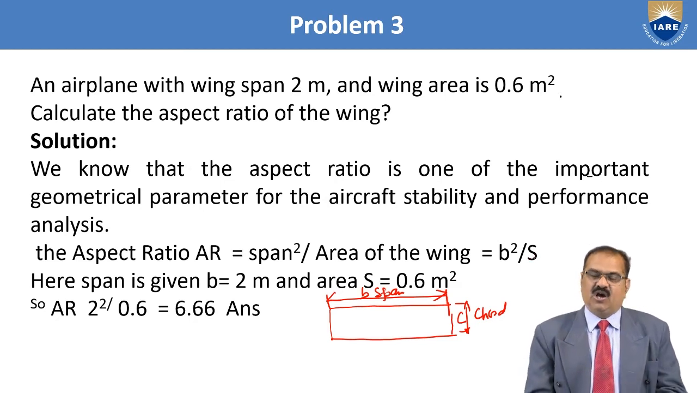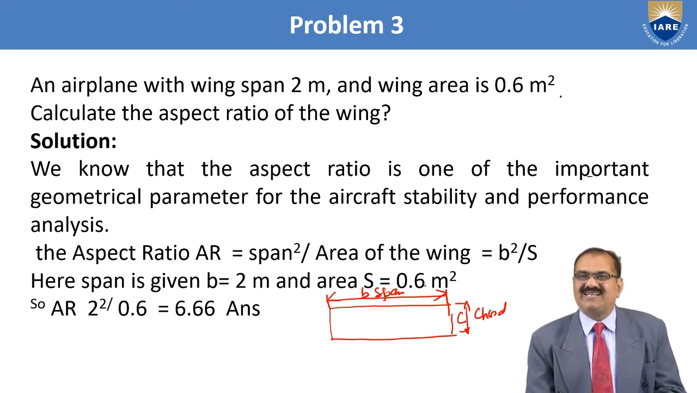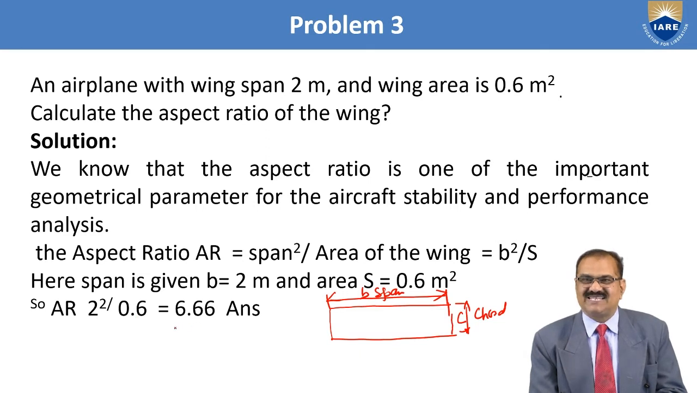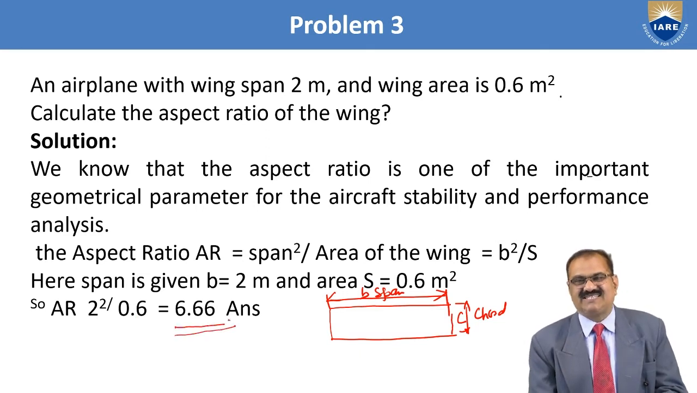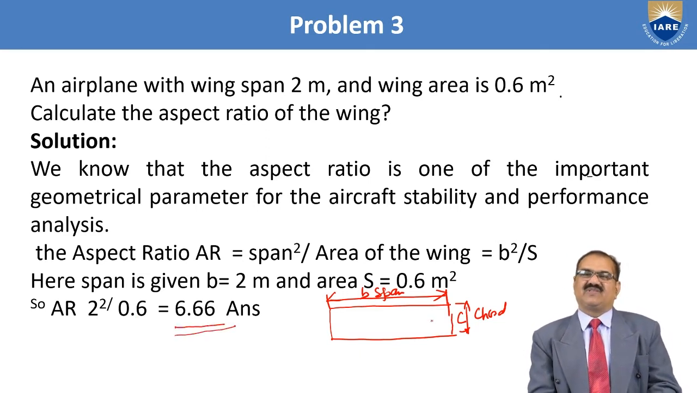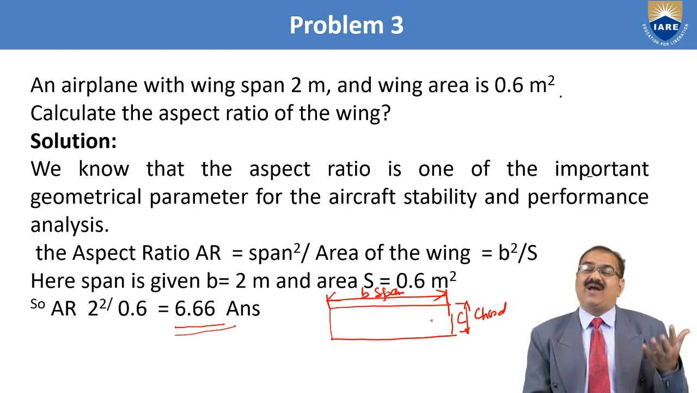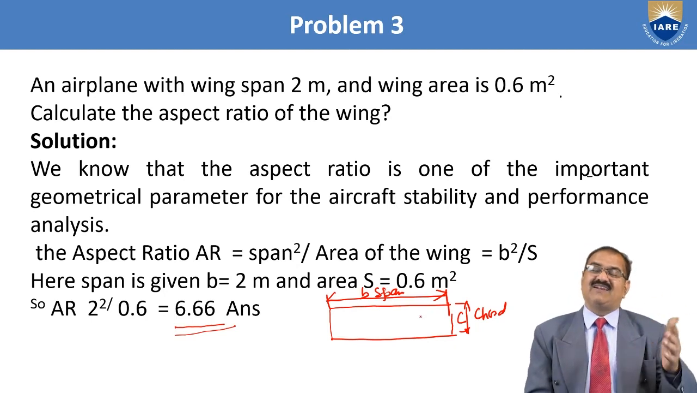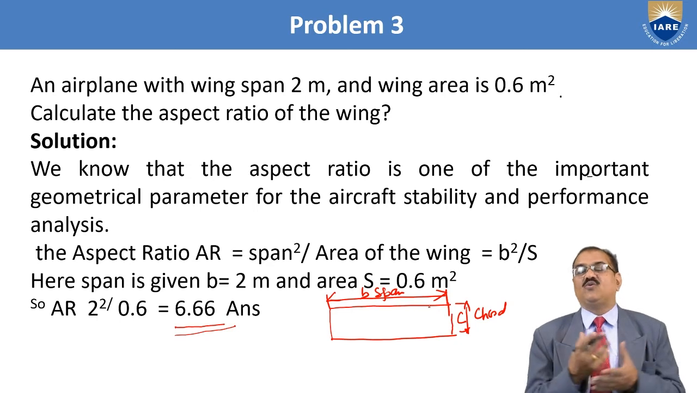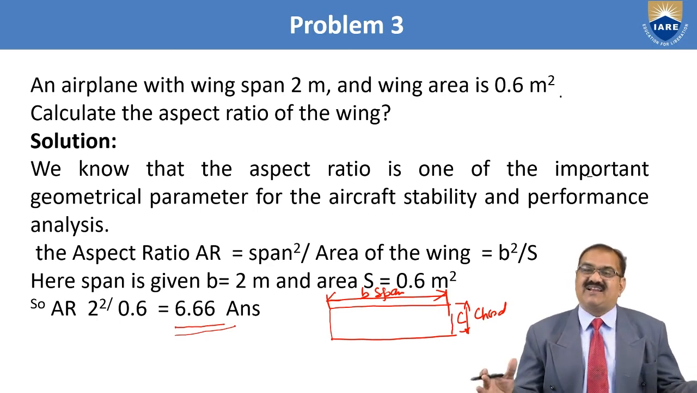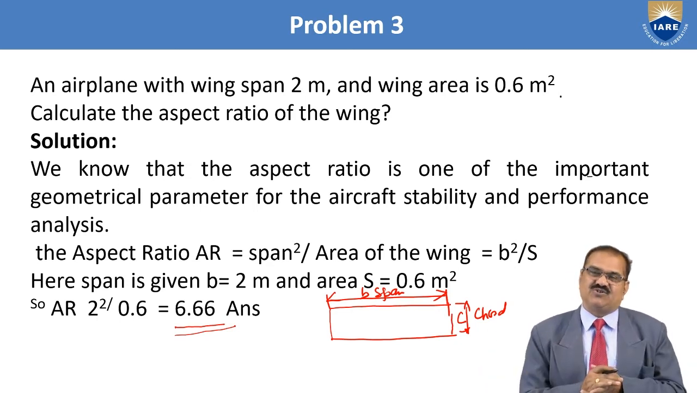So in this question, B is given as 2 meter and the area is given as 0.6 meter square. So here B square, 2 square, 4, divided by 0.6. You will get 6.66. This is the aspect ratio of the wing. But how can you identify, by seeing the aircraft, that this aircraft has more aspect ratio?